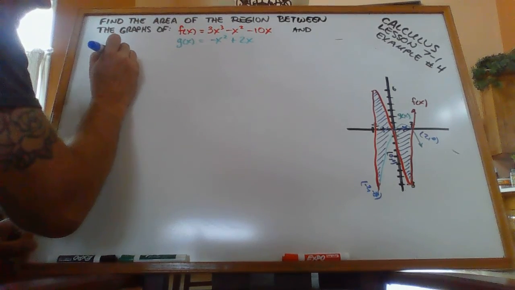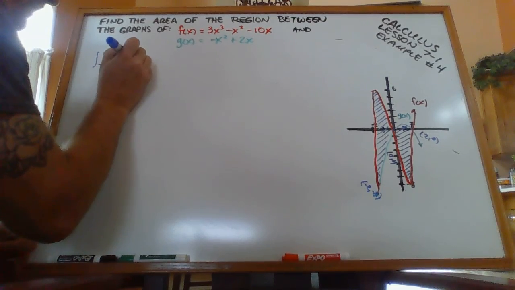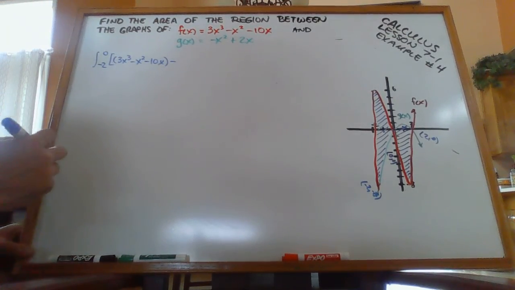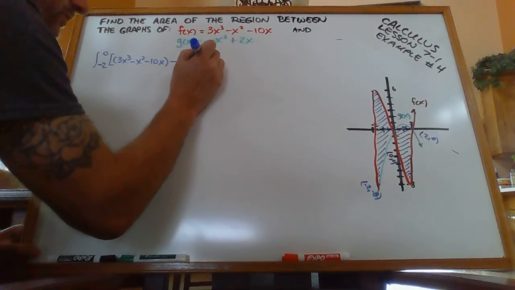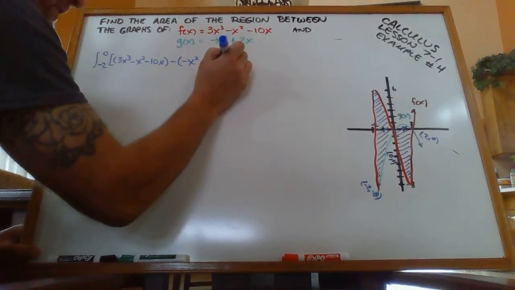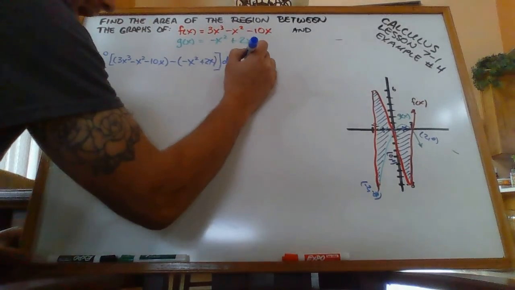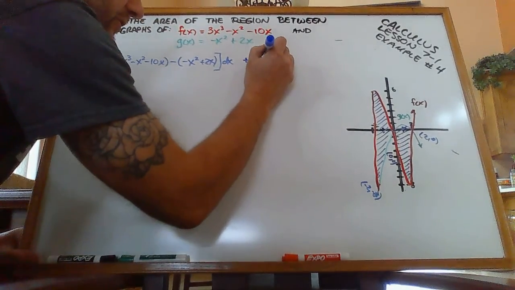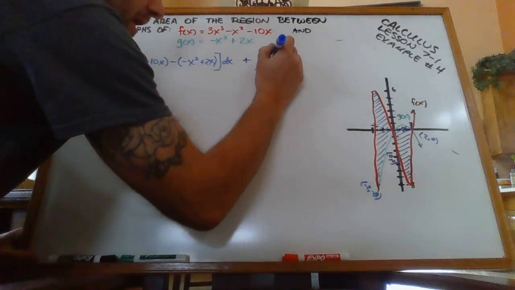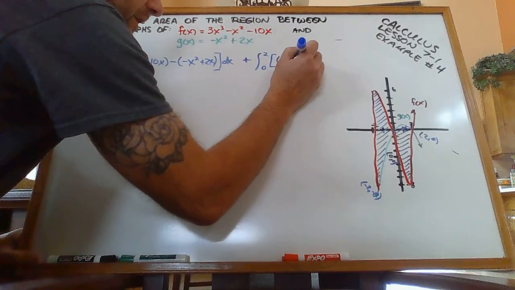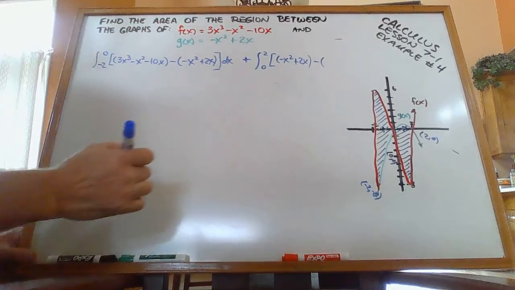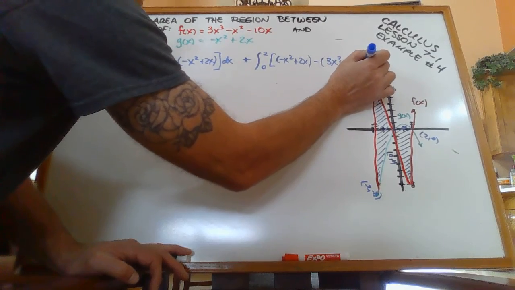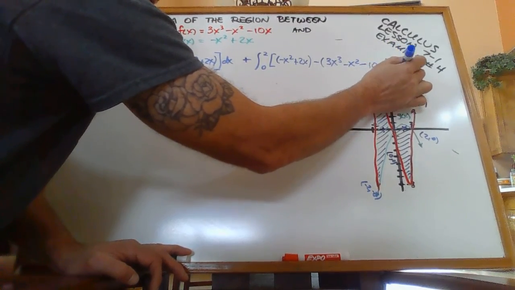let's see, the top curve is f of x, so it's going to be 3x cubed minus x squared minus 10x, minus the green curve, which is negative x squared plus 2x, dx. And then we're going to add to that this second region, and that's going to be the integral from 0 to 2. And this time the green curve is on top. So we're going to have negative x squared plus 2x minus f of x this time. It's going to be 3x cubed minus x squared minus 10x dx.